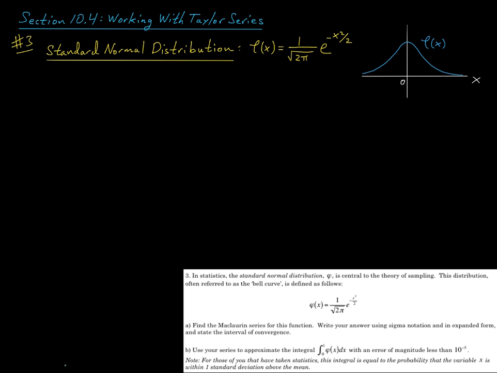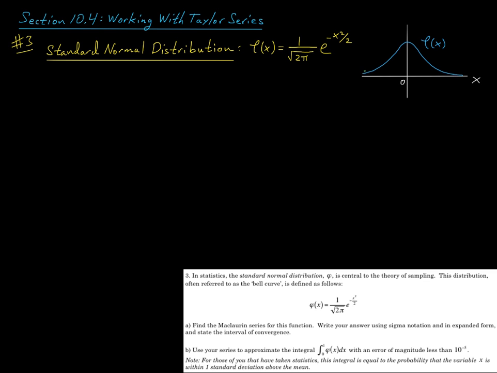Okay, next up, question 3. It says, in statistics, the standard normal distribution, phi, is central to the theory of sampling. This distribution, often referred to as the bell curve, is defined as follows. Phi of x is equal to 1 over the square root of 2 pi times e to the negative x squared over 2. Okay, so here's a graph of the normal distribution, and given its bell-like shape, people often refer to this as the bell curve, as I mentioned here in the problem.